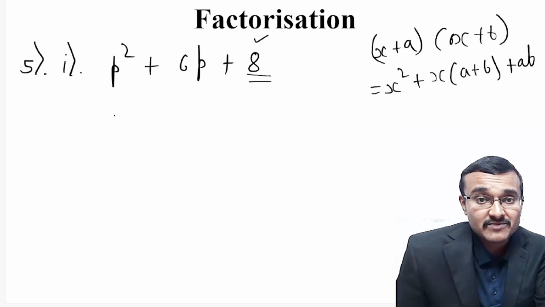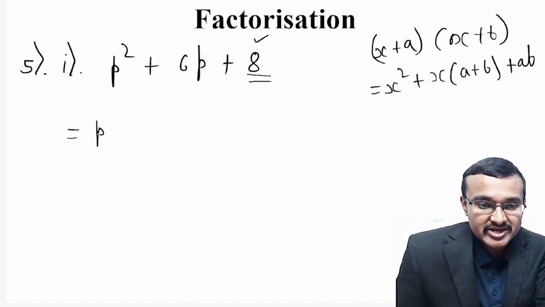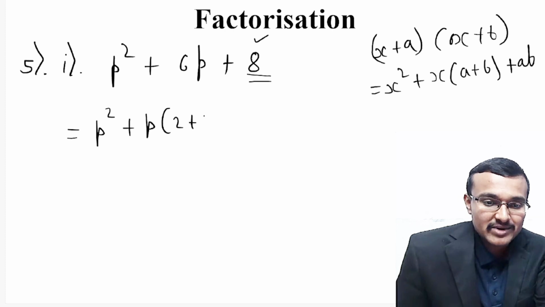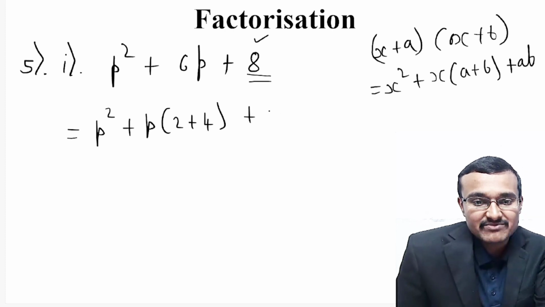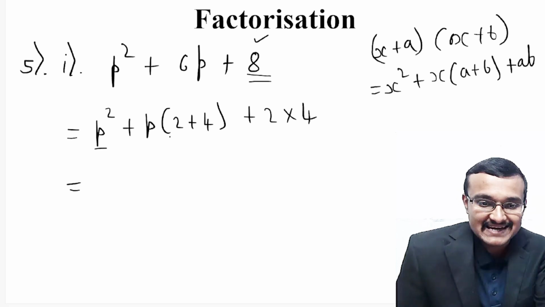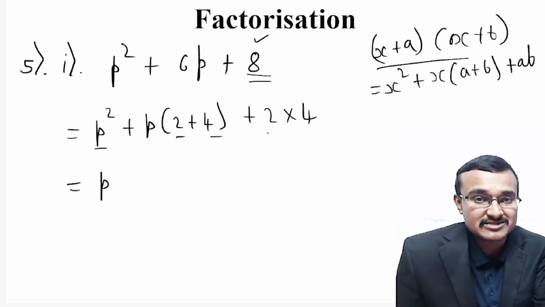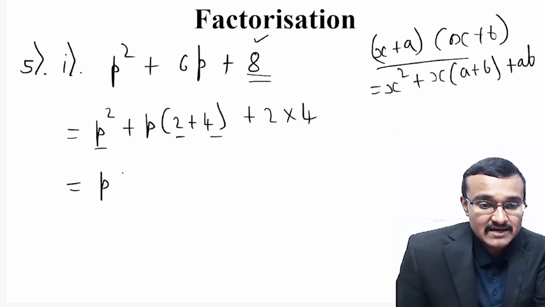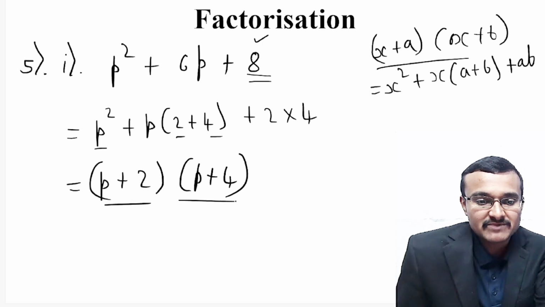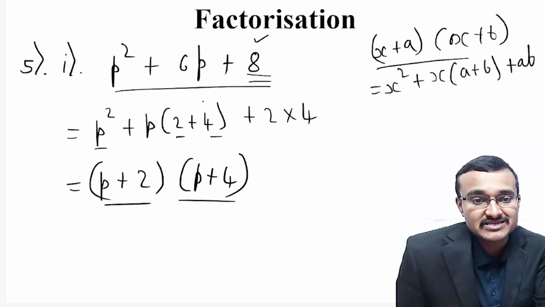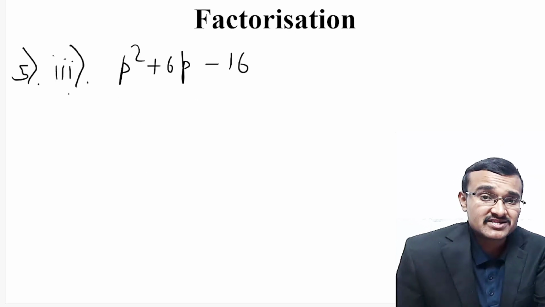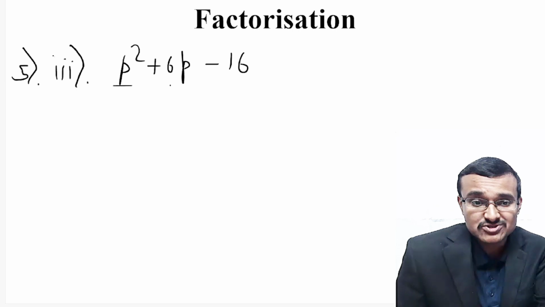Here you can write p square plus 6p plus 8 as p square plus p into 6, which can be written as 2 plus 4, plus 8, which can be written as 2 into 4. So here p acts as x, and 2 and 4 act as a and b. So by using the x plus a into x plus b identity, you can write this as p plus 2 into p plus 4. So p plus 2 into p plus 4 act as the factors for this particular p square plus 6p plus 8.